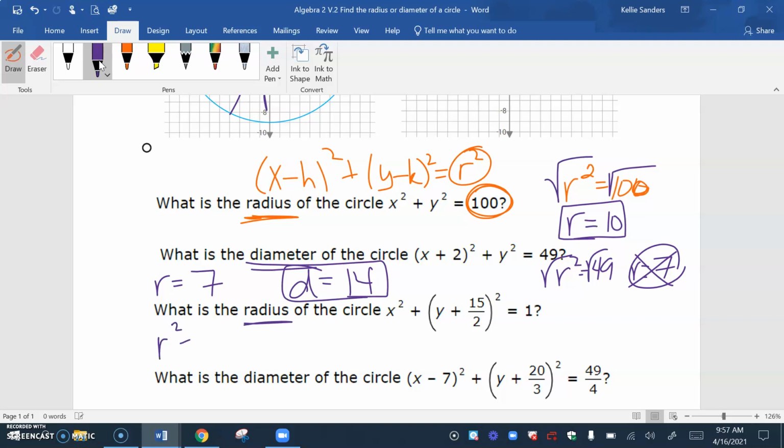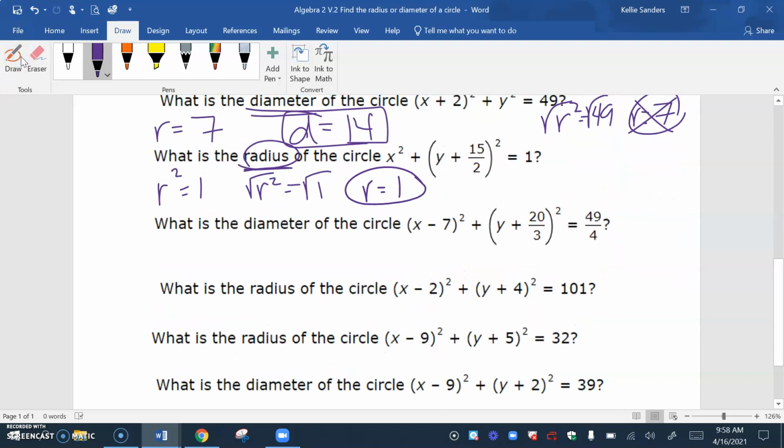So r squared equals 1. The square root of r squared equals the square root of 1. So r equals 1. We're looking for radius. We have radius. So our radius is 1. R squared equals 49 over 4. So the square root and the square root. So r equals 7 over 2.